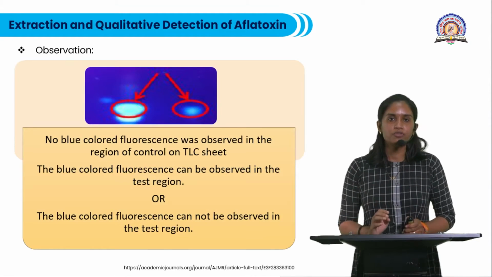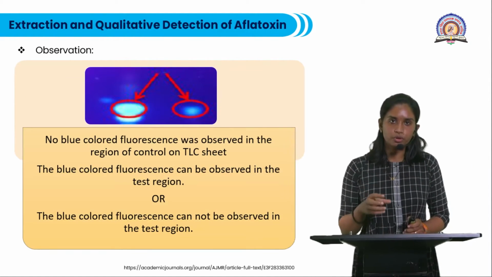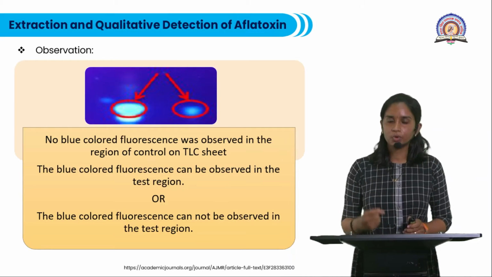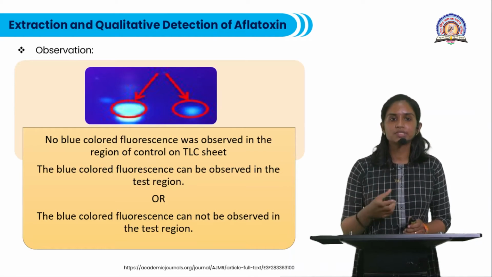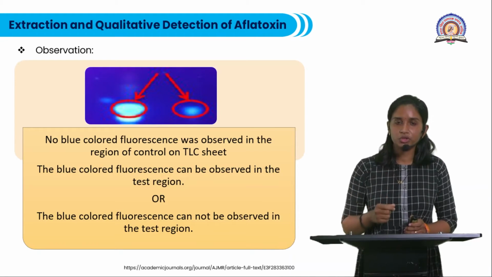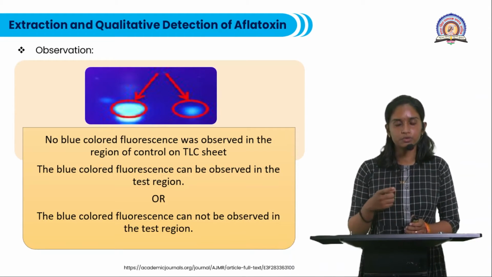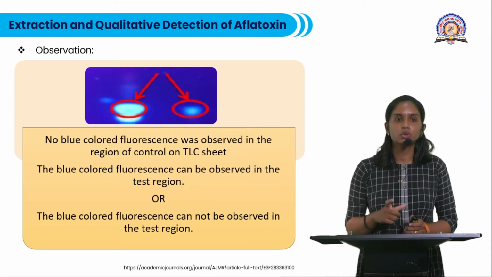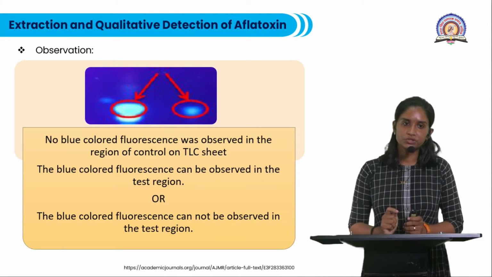So if you have got aflatoxin in the chloroform, that is, if it is extracted properly, then it should give fluorescence like it is given in this picture. So if you have extracted B type of aflatoxin, then you will get blue colored fluorescence. So how are you going to interpret your observation?